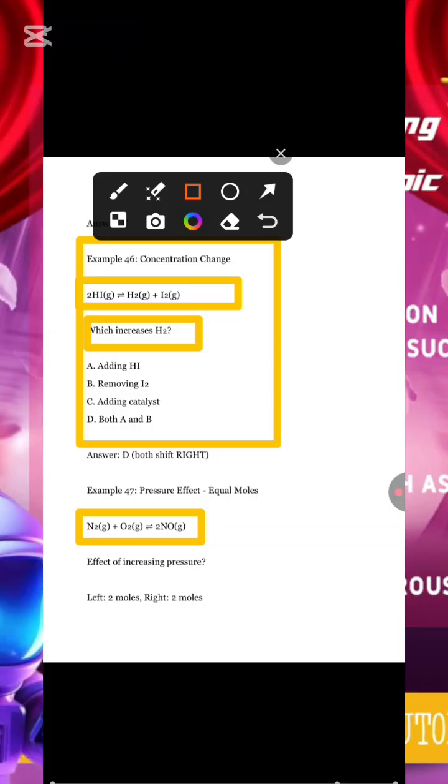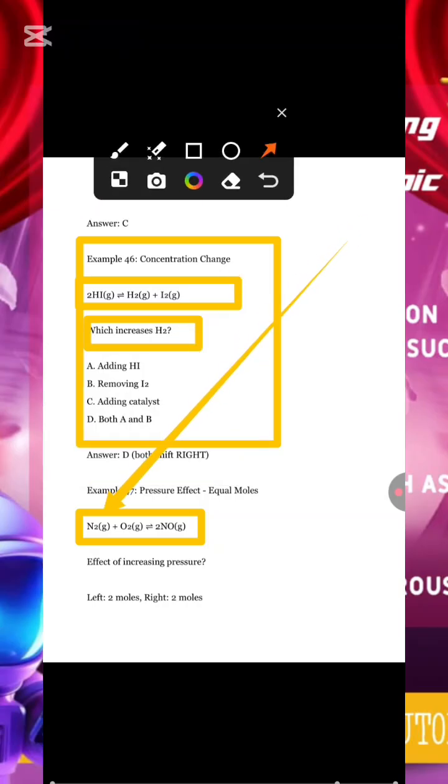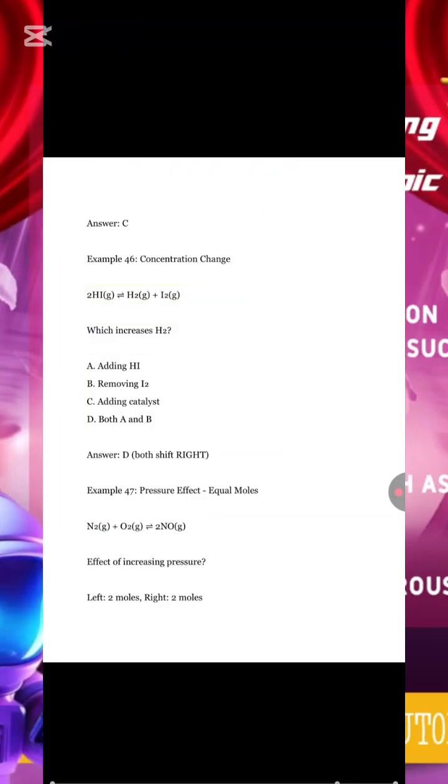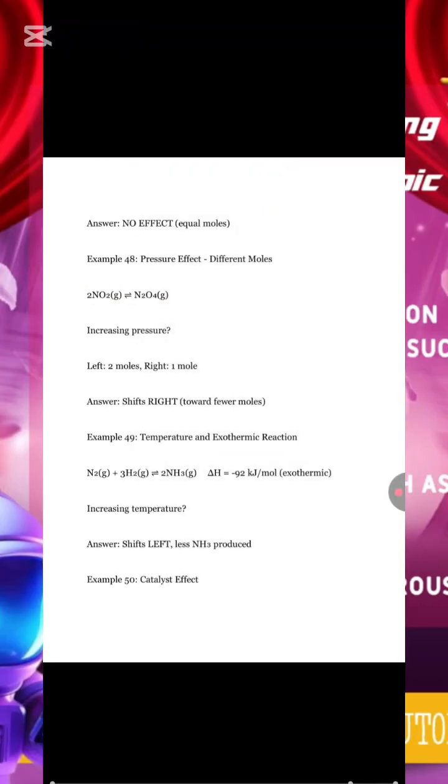So in this particular reaction, if you increase pressure, first of all, observe this is 1 mole of nitrogen, this is 1 mole of oxygen, and this is 2 moles of NO. So that means there are a total of 2 moles on this side and a total of 2 moles here. So the moles are equal, meaning that if you increase or decrease pressure, it will not shift the equilibrium anywhere, because increasing or decreasing pressure only shifts equilibrium to one side. Increasing pressure will shift equilibrium to the side with fewer moles of gas, and decreasing pressure will shift equilibrium to the side with more moles of gas. So since both sides have equal moles, the equilibrium will not shift anywhere.